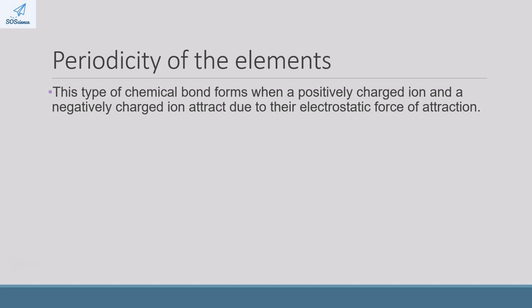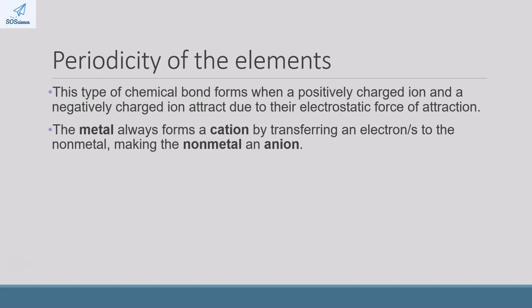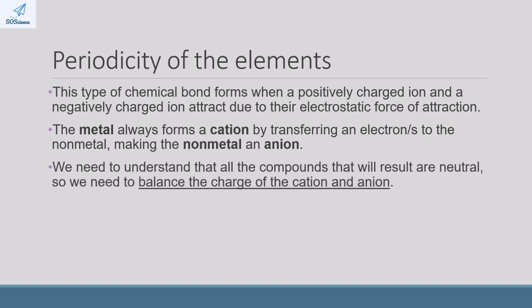And there's an electrostatic force of attraction between them, and that is what the bond is. The metal always becomes the positively charged ion, the cation. It transfers electrons to the non-metal. The non-metal always becomes the anion, which is the negatively charged ion. We need to understand that all the compounds are going to be neutral.